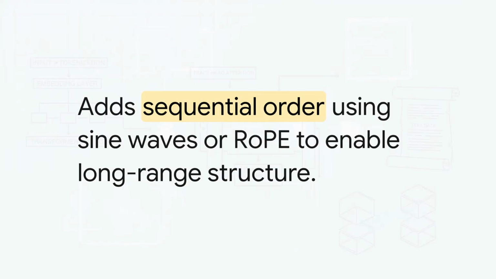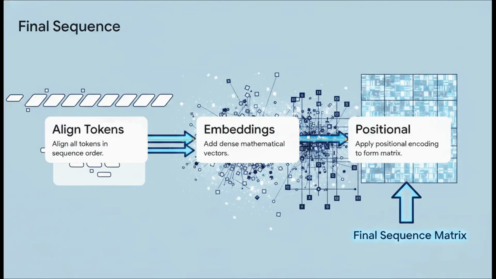But there's a catch. Transformers read all these embeddings in parallel, all at the exact same time. So positional encoding is required to inject sequential order into that meaning. By using mathematical sine waves or rotary techniques like RoPE, the model finally understands which word came first and which came last. And this brilliantly illustrates the final assembly.